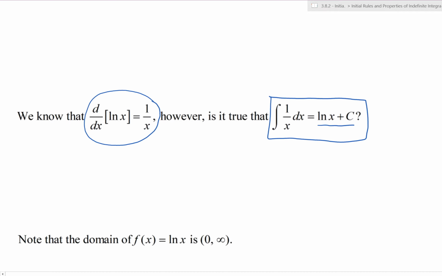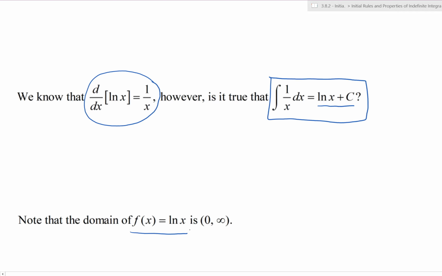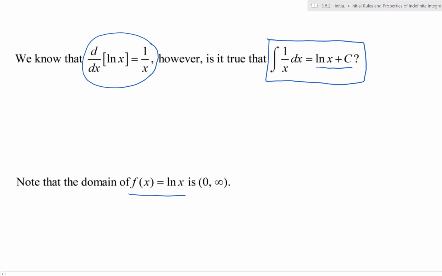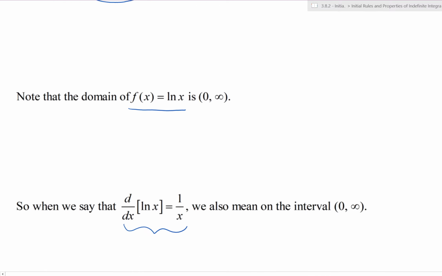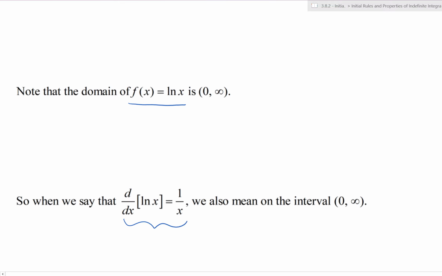And let's see why. The domain of the function ln of x, of course, is positive real numbers, 0 to infinity, not including the 0. And so when we differentiate the natural logarithmic function with respect to x, and we say, oh, its derivative is 1 divided by x, like we've established, what we're really saying is that is its derivative, but only on the interval for which the natural log of x is actually defined, right? And that is for positive real numbers. So it's not true otherwise. It's only true for those values of x.